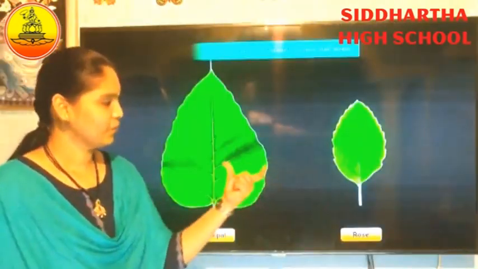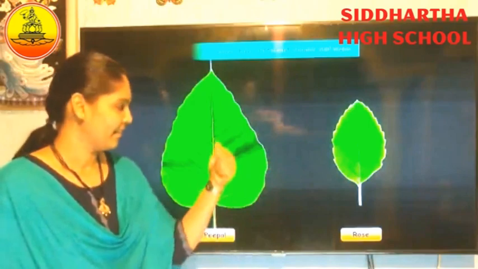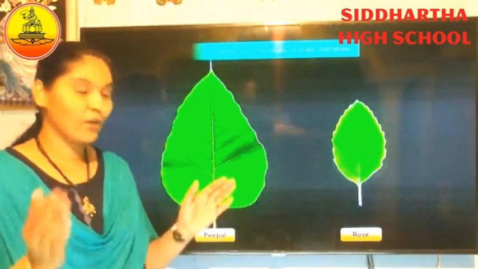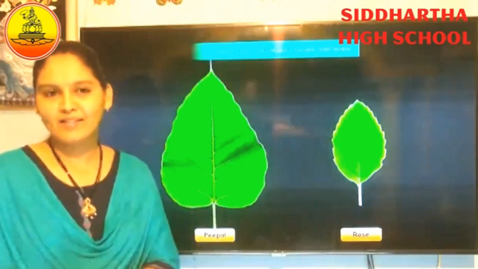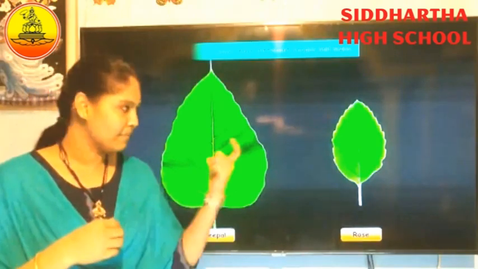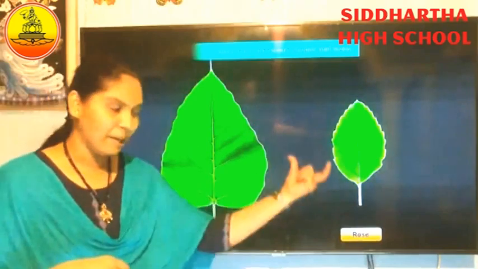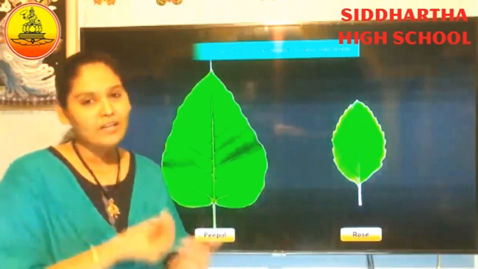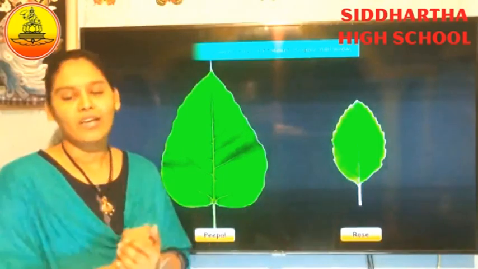Observe, children. What is this? Yes, this is a leaf. Observe your surroundings, there are a number of plants. Observe deeply. Do all types of plants have leaves of the same size and shape? No. Different types of plants have different shapes and different sizes of leaves.